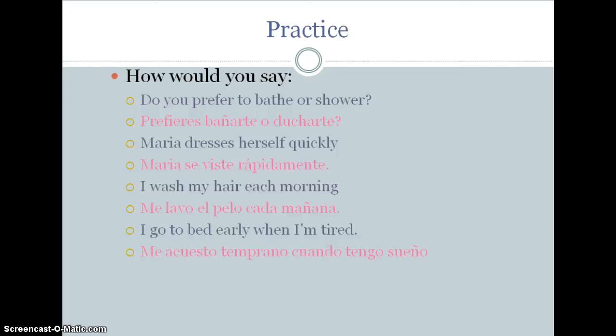You need to say, in my house, my mom washes the dishes. My mom wakes up early. In my house, my sister goes to bed late. I wake up every morning at 5. I get dressed quickly. I get dressed slowly. Just be able to use the reflexives to talk about what happens at your house. That is what this chapter is about, and that's what you need to be able to do. Okay, that's it.